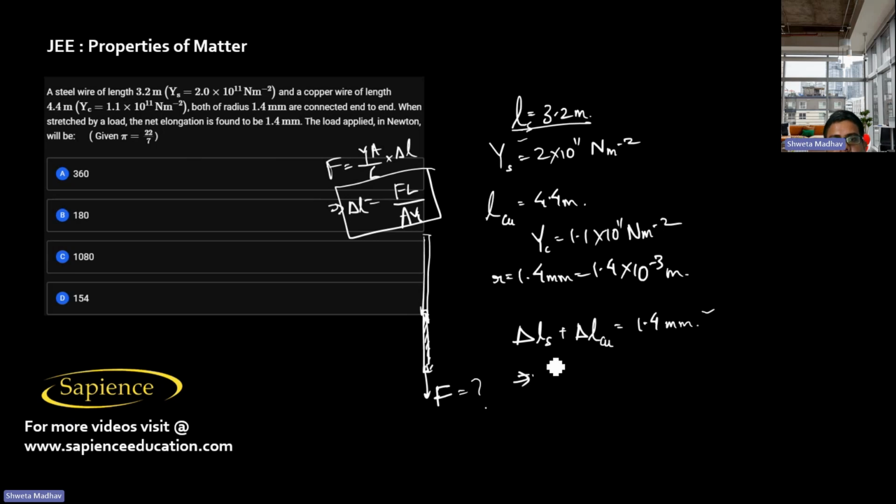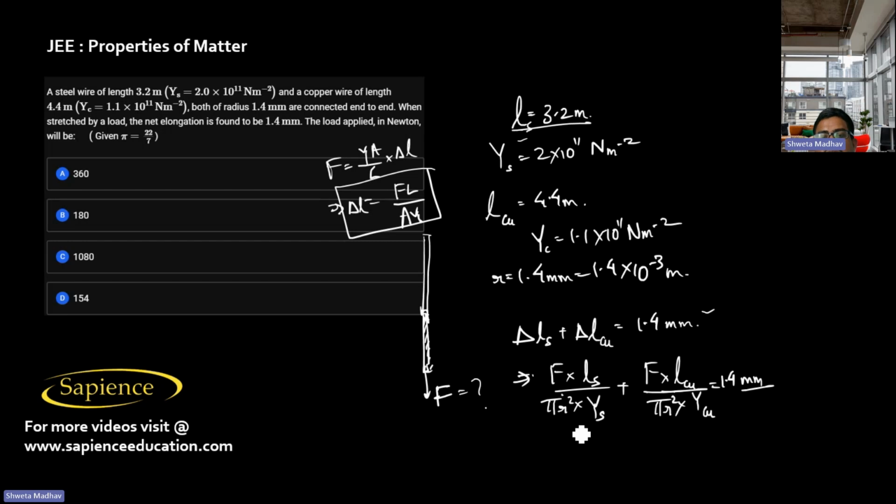So therefore the force into length of steel by area of cross section, which is pi r square, by Young's modulus of steel, plus the force into length of copper divided by pi r square into Young's modulus of copper, that is equal to 1.4 millimeter. So then F we have to find out.